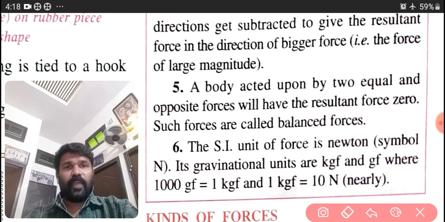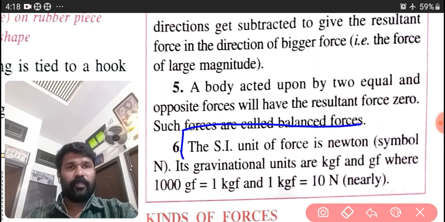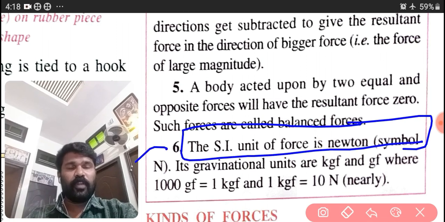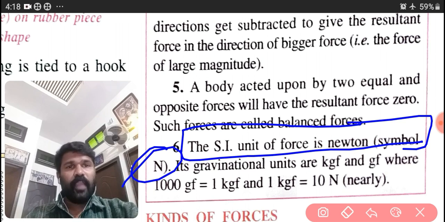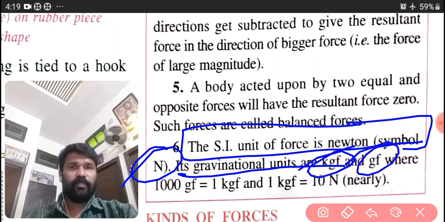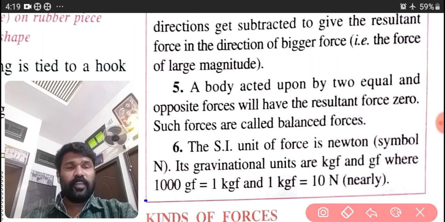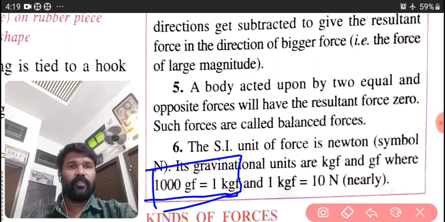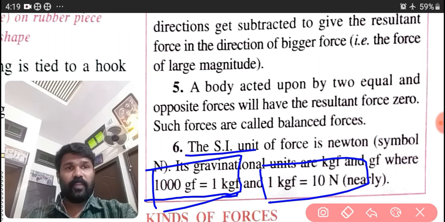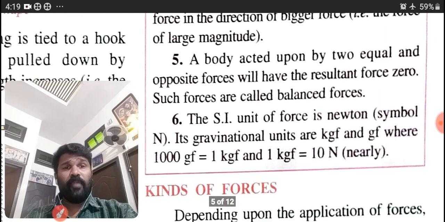Next one, the SI unit of force is Newton. The symbol is N. Its gravitational units are kgf and gf, where 1000 gf is equal to 1 kgf. 1 kgf is equal to 10 Newton nearly. Okay, the SI unit of force is Newton. The symbol is N.